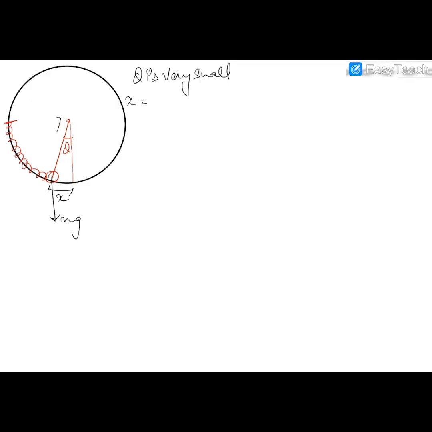Now this radius is R minus r, and let us suppose that R minus r is equal to r dash. So x is equal to r dash, let us call it r naught. So x is equal to r naught into theta. Okay, and the spring force would be acting like that, kx, and this angle will be theta. So the component of mg along kx will be mg sine theta, and this component will be mg cos theta.